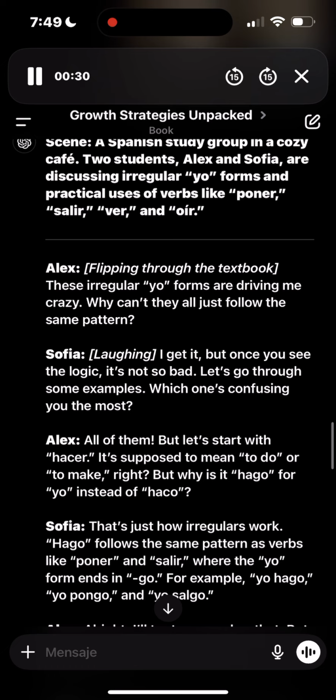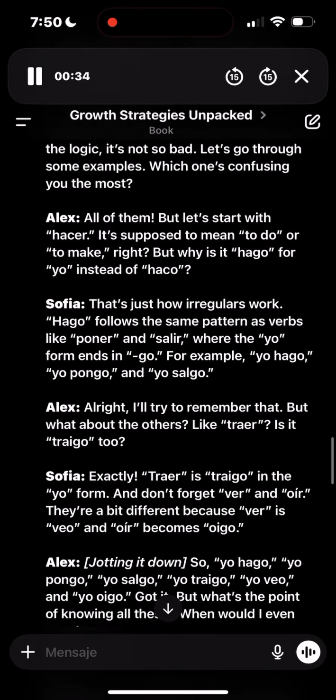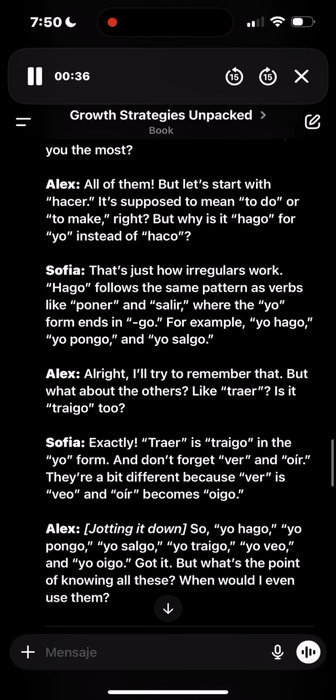All of them. But let's start with hacer. It's supposed to mean to do or to make, right? But why is it hago for yo instead of hako? Sophia, that's just how irregulars work. Hago follows the same pattern as verbs like poner and salir, where the yo form ends in go. For example, yo hago, yo pongo, and yo salgo.